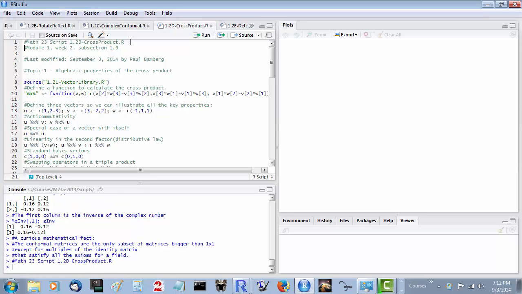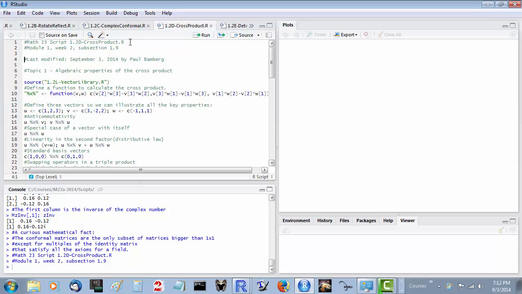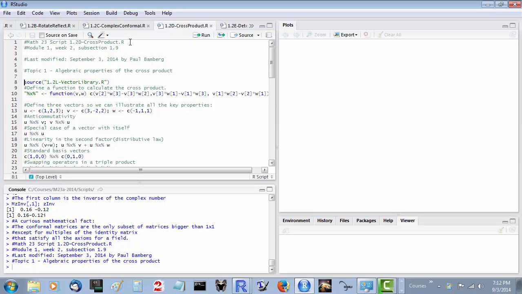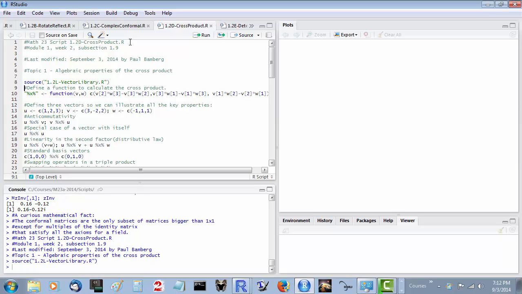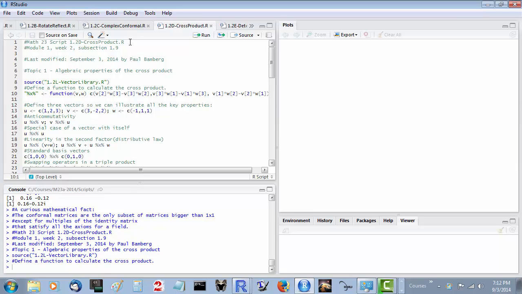Let's get going. I'm assuming that you've looked through subsection 1.9 of the executive summary and perhaps listened to Kate's preview video, which does a much better job with that than I have time to do. I'm including the usual vector library so that we have access to functions that are now becoming fairly familiar, and I'm going to define the cross product.